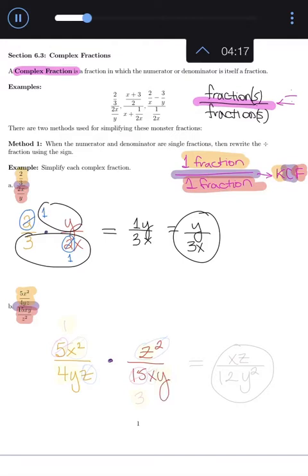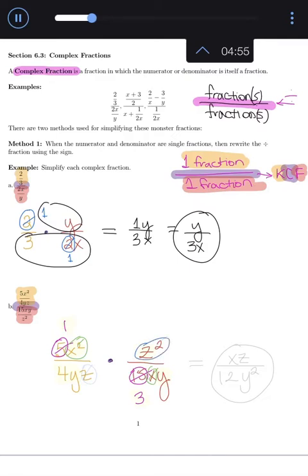Now again, remember, with multiplication we can reduce first, which means we look at the 5 and the 15, which are both divisible by 5. 5 will go into 5 once, and 5 will go into 15 3 times. I can also cancel out some x's. Notice I've got 2 x's on top and an x on the bottom, so I can cancel out one of the x's on the bottom with one of the 2 on top. Notice I can also cancel out one of the z's.